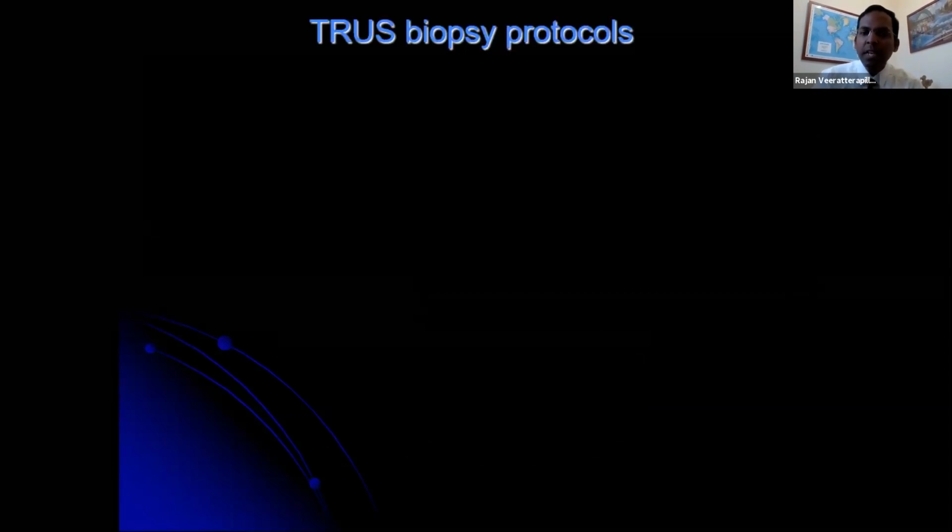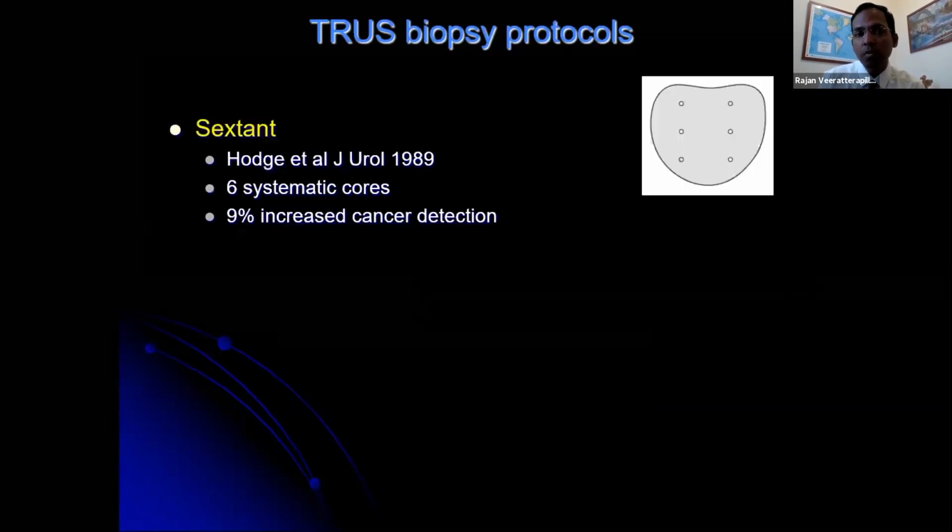Now, as PSA came up and lesions were perhaps not palpable, it became very important for people to develop protocols in terms of standardizing the biopsy techniques to improve their pickup rates. The initial paper by Hodge in 1989 set up the sextant biopsy, which pretty much describes systematic cores on the paramedian side, on the right and the left of the prostate, and that gave about a 9 to 10% increased cancer detection rate compared to digital rectal guided biopsy alone.